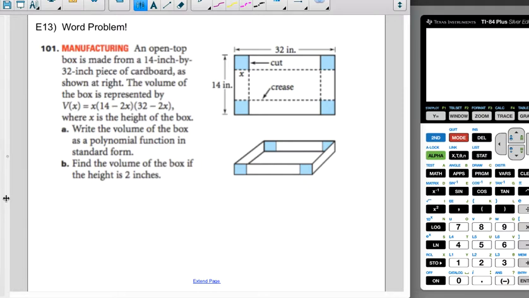An open top box is made from a 14-inch by 32-inch piece of cardboard, as shown at right. The volume of the box is represented by V of x equals x, which is the height of the box, times 14 minus 2x, which is the width of the box.